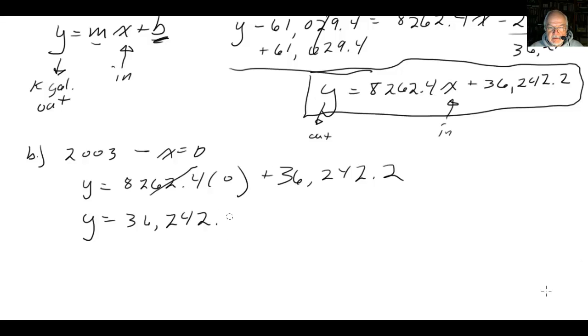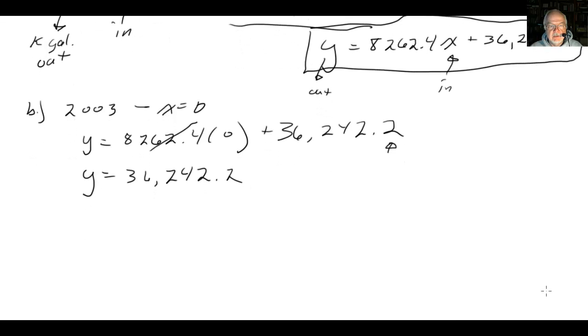Oops, I can't write things down right. That's not 0.4, it's 0.2. Here's the 0.2, so that should have been a 2. So it's 36,242,000 gallons that were consumed in 2003.